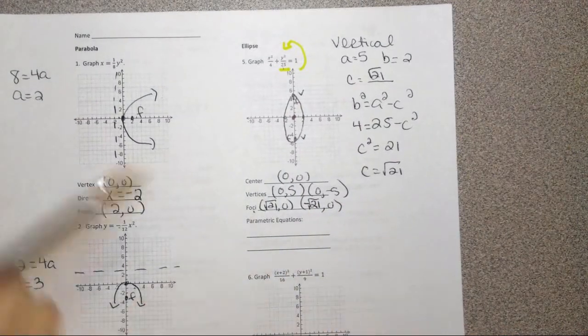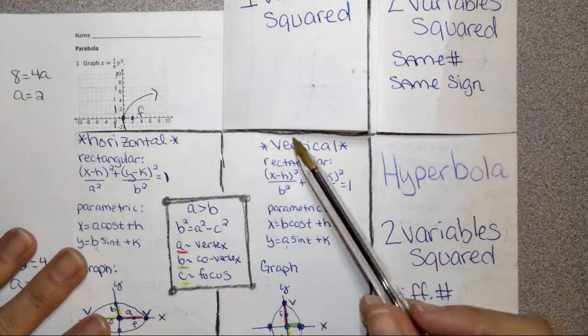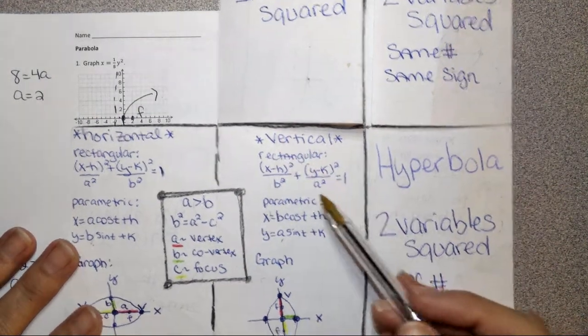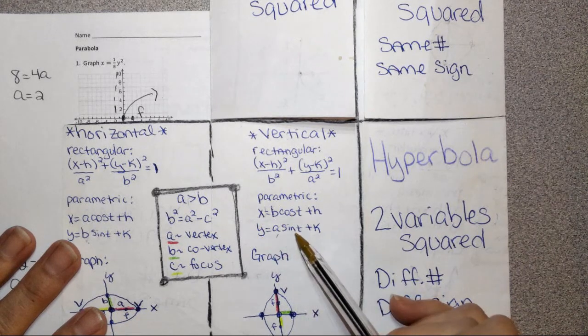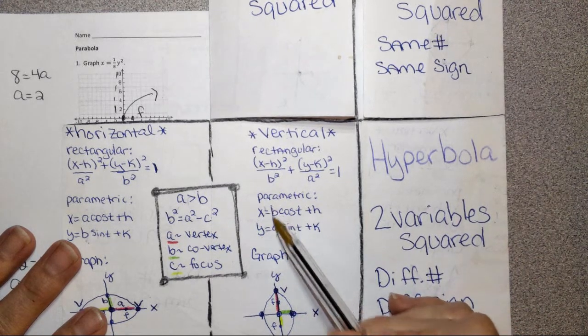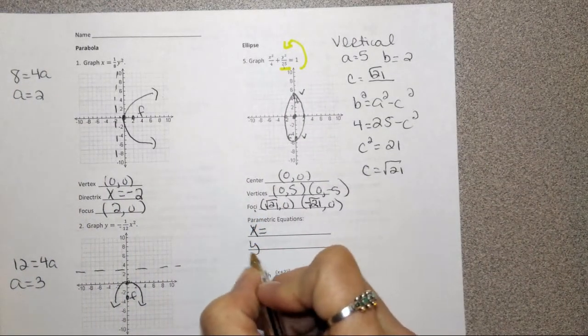The last thing they want me to do is the parametrics. So again, I come over here and look at my formula. It's a vertical. So to do the parametrics, x gets cosine, y gets sine, and then I'm just going to do the a and the b right here with it. So I need a pair of equations, x equals, y equals.